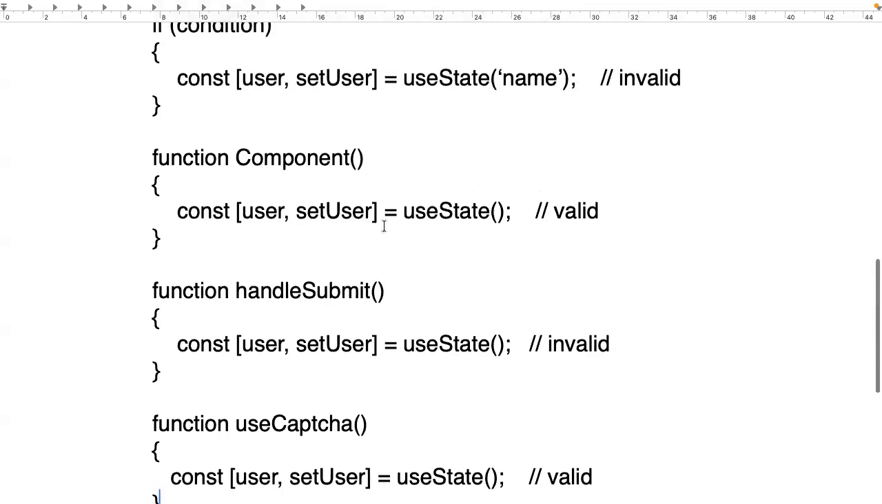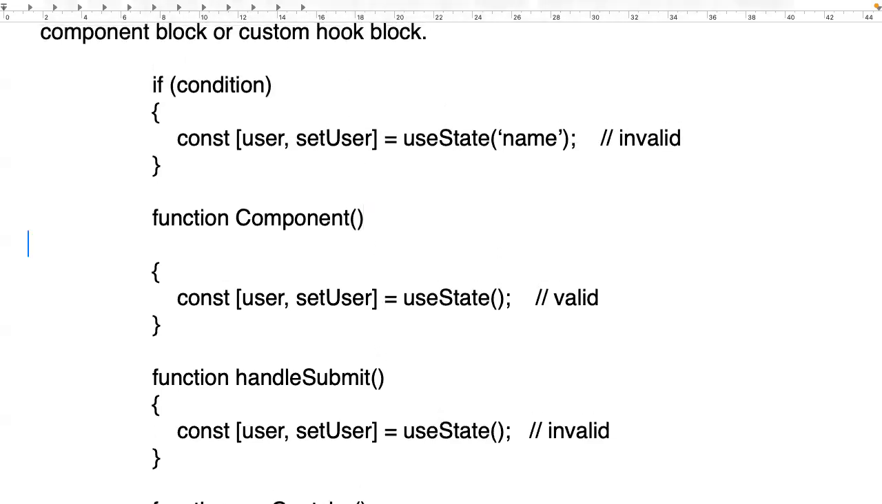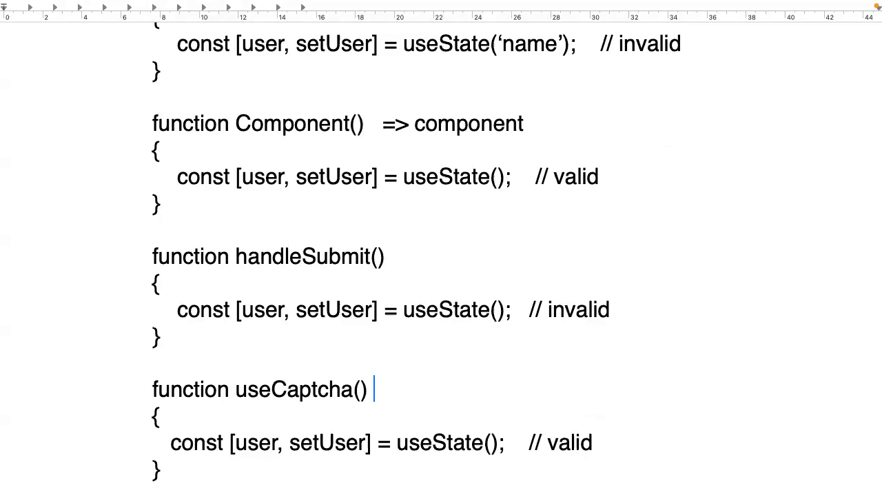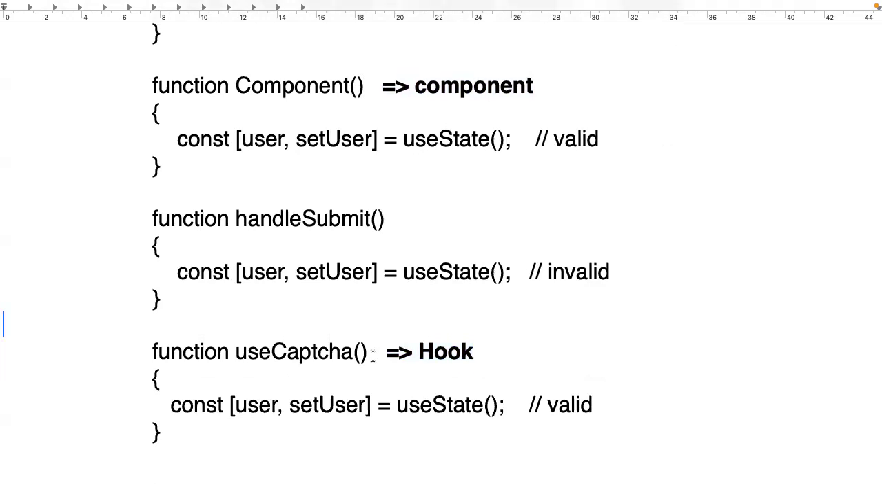I hope you understood the differences. What is this one? This is actually a component. And what is this one? This is a hook. You can access in components and you can access in hooks. You cannot access in other locations.